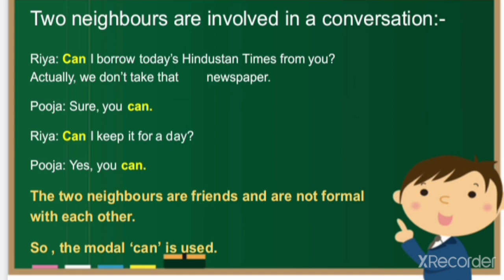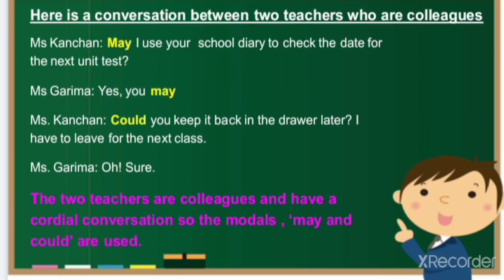Now here the two neighbors are friends and are not formal with each other. So the modal can is used. Now here is a conversation between two teachers who are colleagues.